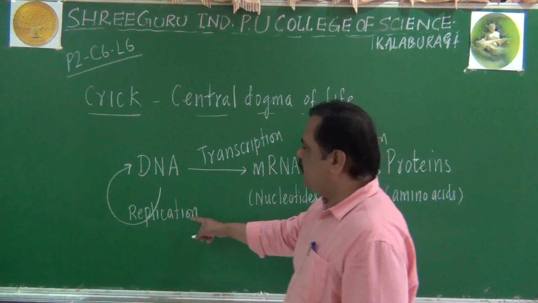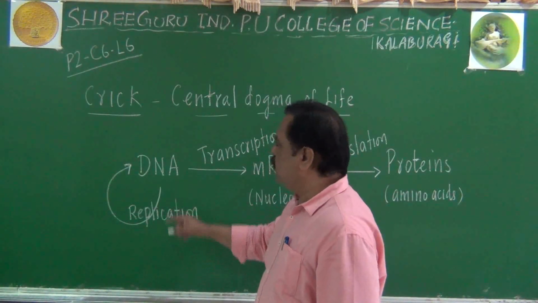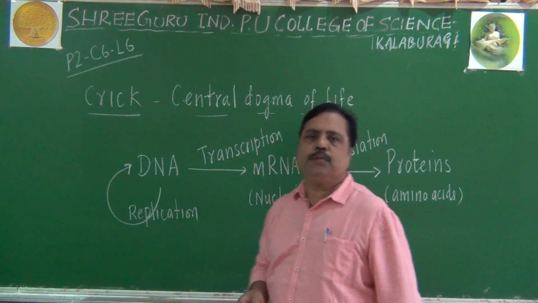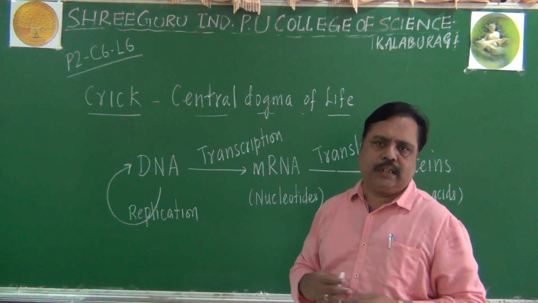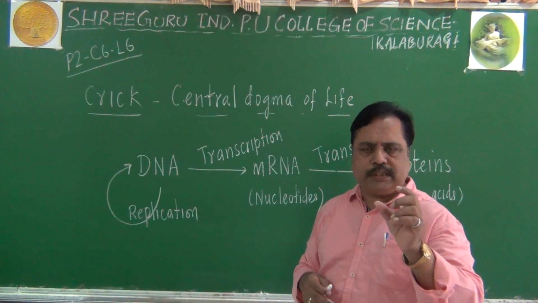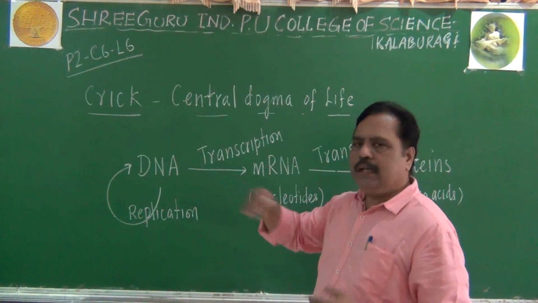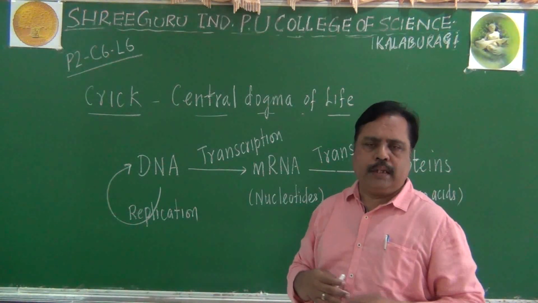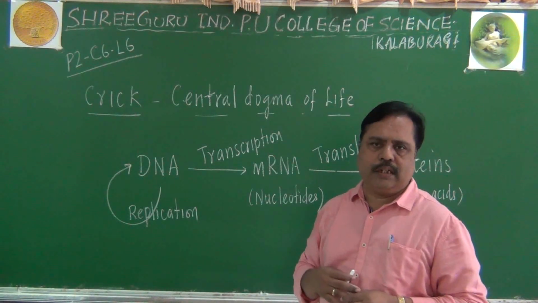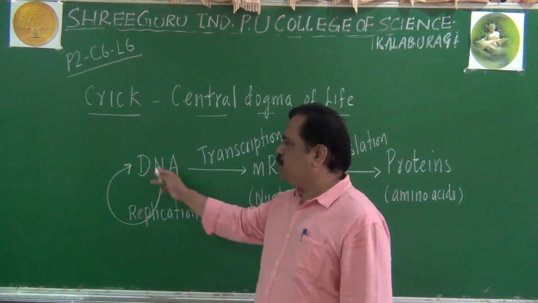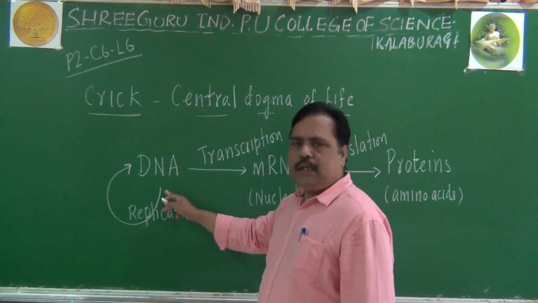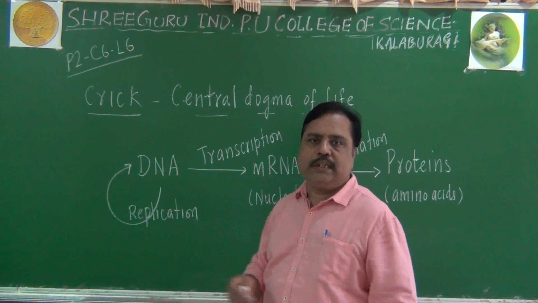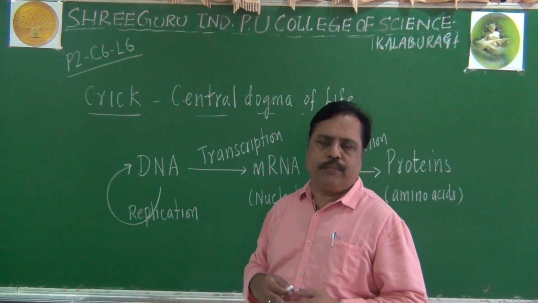During replication, a DNA molecule can produce its own copy. You have studied about S phase in the meiosis and all. During that S phase or interphase, the DNA will get doubled. We have seen that in the previous lesson also. So that replication is possible from the DNA molecule. It can act as a parental molecule for synthesizing its own daughter molecule.